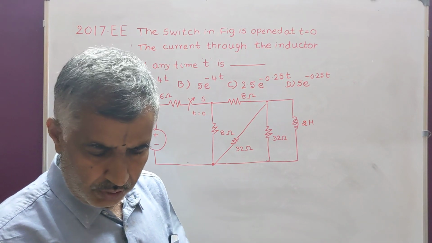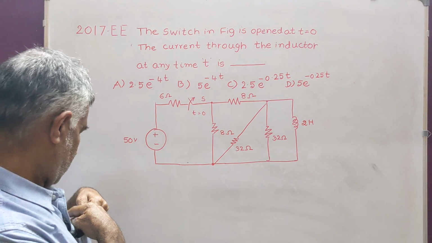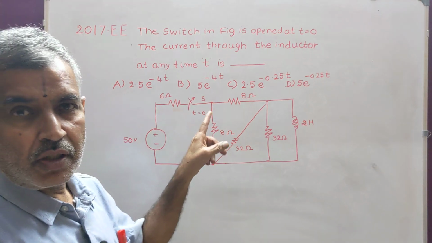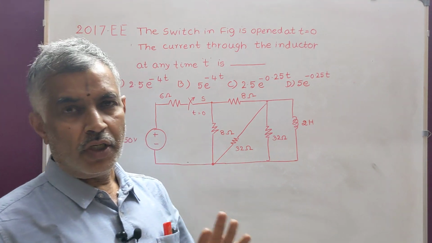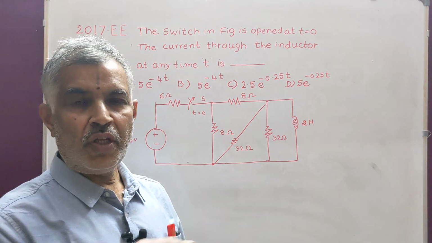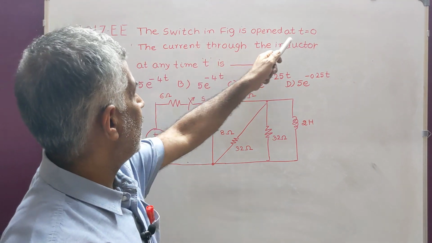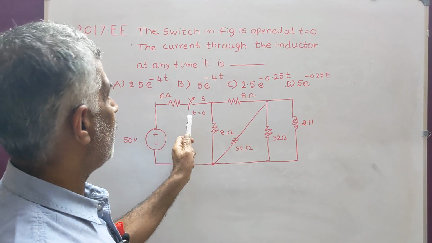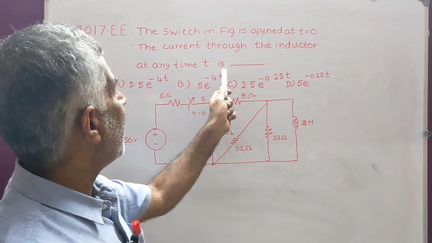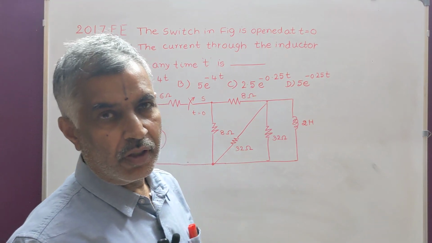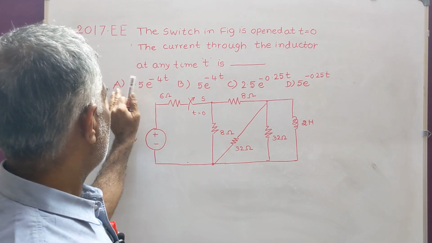Good morning, students. To continue with the 2017 EE paper, the next question is on transients in RL circuits, DC transients during switch off from the power supply. The switch in the figure is opened at t equals 0. The current through the inductor at any time t is dash. There are four alternatives, four choices.